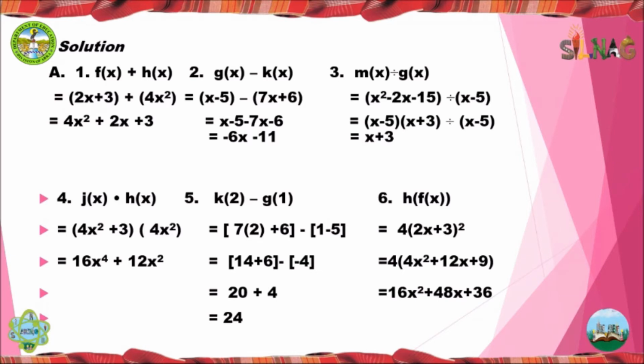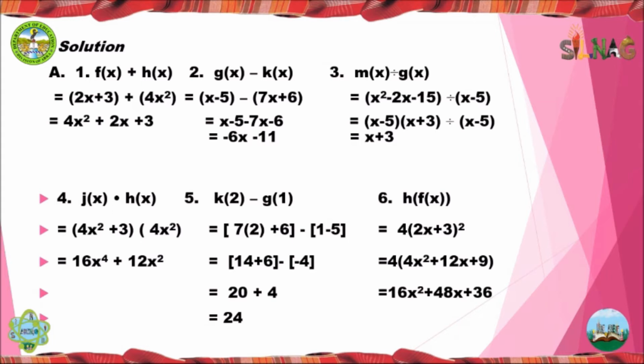So we have the solution. In number 1, letter A, we have f of x plus h of x. So we just substitute the given value of f of x and h of x. So we have the quantity of 2x plus 3 plus the quantity of 4x squared. So it is equal to 4x squared plus 2x plus 3. This is the sum of f of x and h of x.